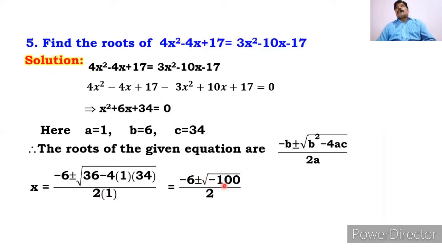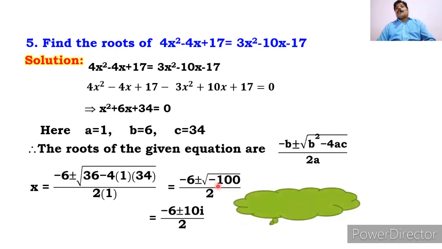The square root of 100 is 10, but under the root there is a minus, so we have the root of −1. You can take the root of −1 as i, for iota. So it becomes (−6 ± 10i) / 2. The square root of 100 is 10, and the square root of −1 is i, divided by 2.